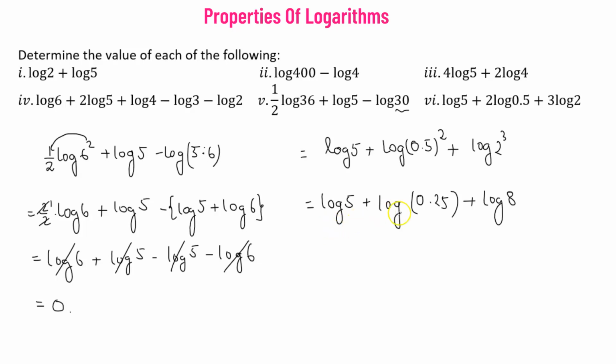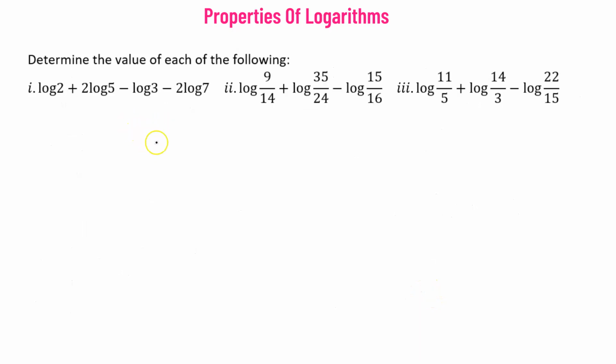Finally, we have log of a plus log of b plus log of c. That means we have log of the multiplication of the 3 arguments. This will be 5 multiplied by 0.25 times 8. So this will give us log of 10, and log of 10 is equal to 1. Right? So we have obtained the value of log of 5 plus 2 times log of 0.5 plus 3 log of 2. So that's equal to 1.